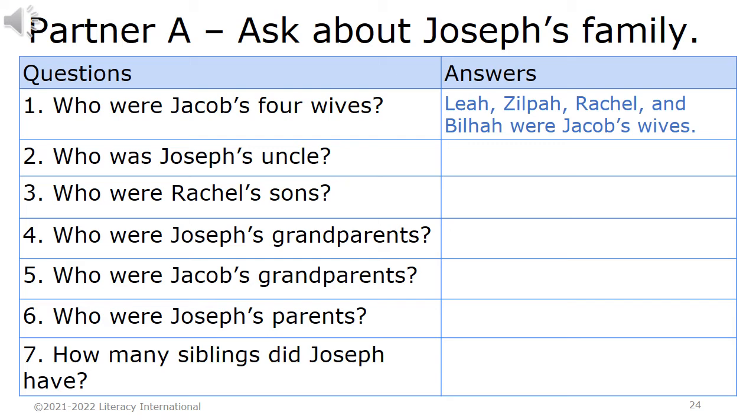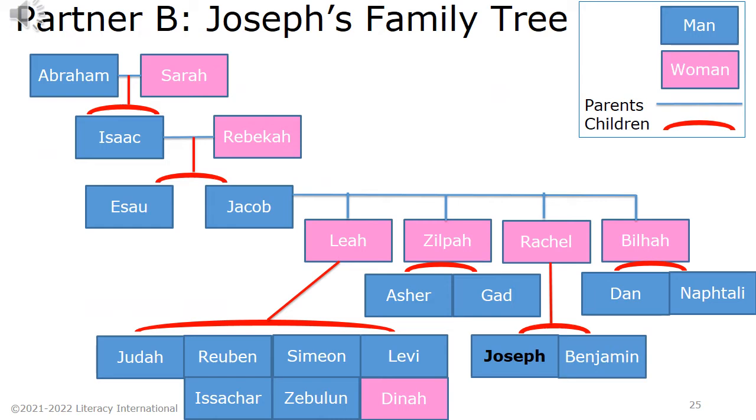2. Who was Joseph's uncle? 3. Who were Rachel's sons? 4. Who were Joseph's grandparents? 5. Who were Jacob's grandparents? 6. Who were Joseph's parents? 7. How many siblings did Joseph have? Partner B. Joseph's family tree.